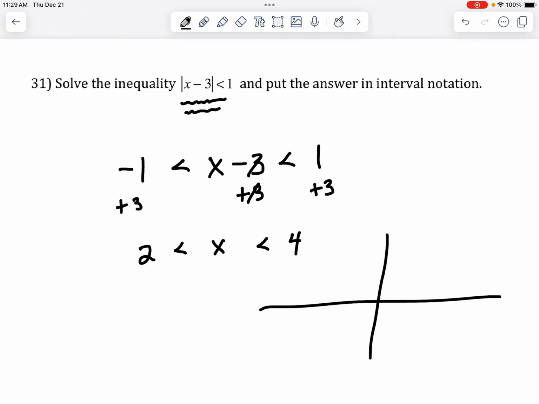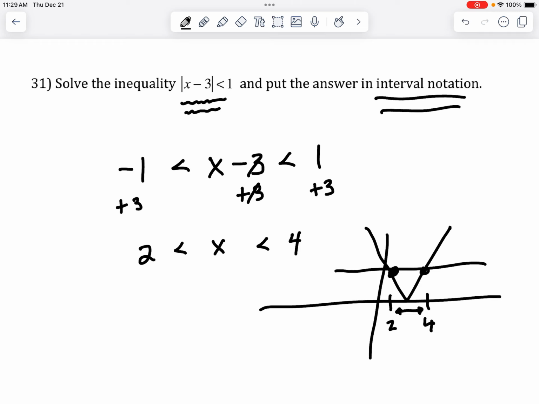It was the absolute value, and then right here was 1. And my graph is not very accurate, but this is when x is 2. And this is when x is 4. And so between those two, that's when the absolute value is less than 1.